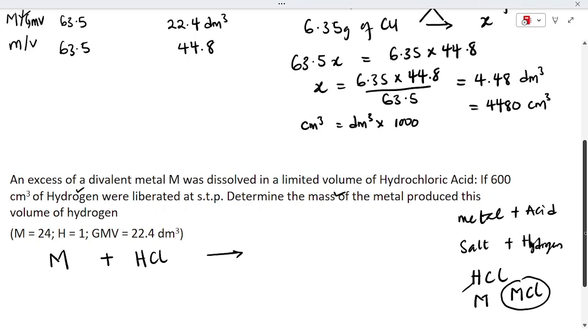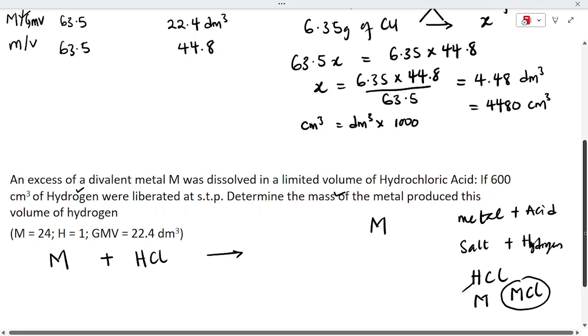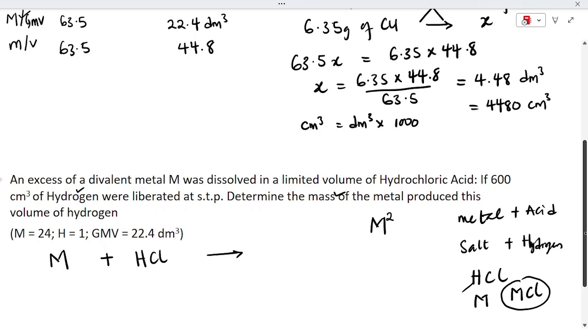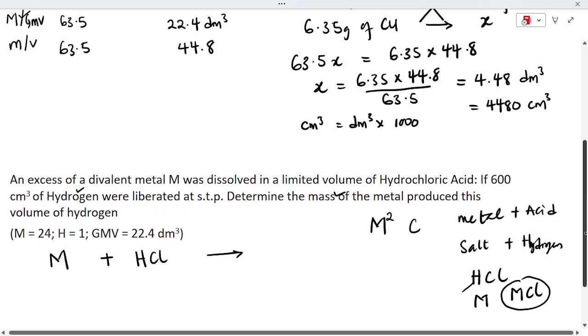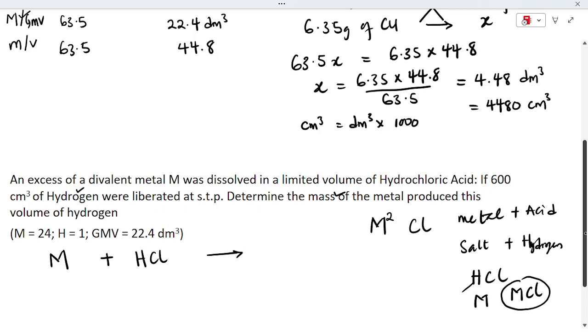So how do you know the proper formula? Well, they said the metal is divalent. Divalent means di basically means 2, and valence means the number of electrons in the outermost shell. So most times it will be written as M2+ because metals are likely to lose electrons. But for what we need, we are okay with M2. And then for chlorine, the valency or oxidation number is simply 1.